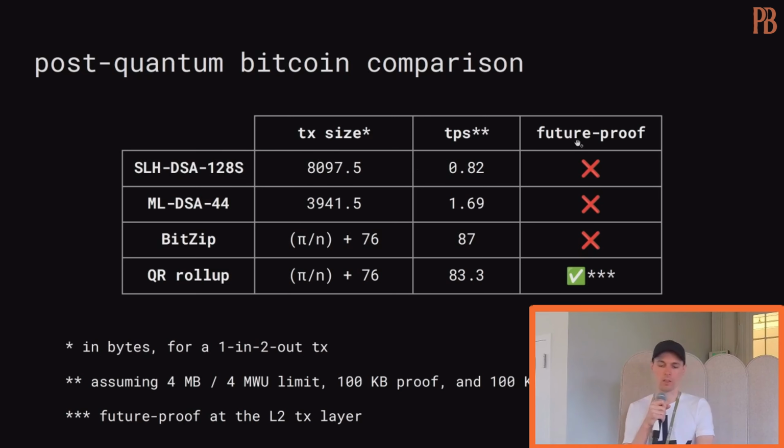And then on the future-proof side of things, what I mean by future-proof is, if we implemented the first two post-quantum signature algorithms directly on Bitcoin layer one, and then some tech advancement came along that made them better, or maybe there was a bug that was found in the implementation or something like that, we would actually have to do a consensus change in order to adopt the new technology or fix the bug.